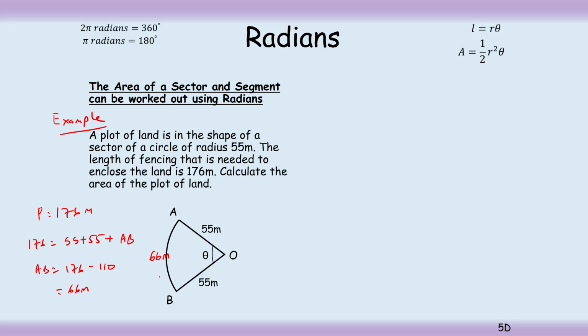Okay. Now we know the length of the arc. That's going to enable us to find theta. When we find theta, then we can use our formula. I know the length of the arc, I know a formula for finding the length of the arc, and I know the radius. So if I use that, L is equal to r theta. That means the length of the arc, 66, is equal to 55 times theta, or theta is equal to 66 divided by 55. When I work that out on my calculator, I get 1.2 radians.